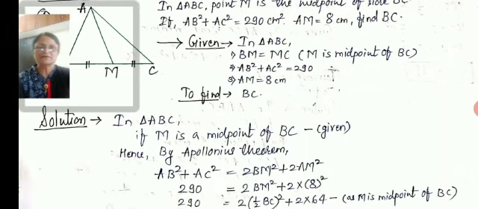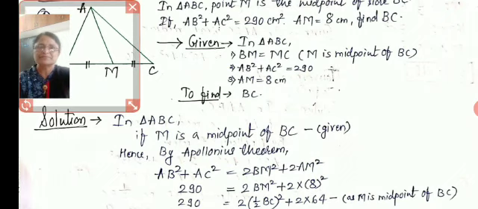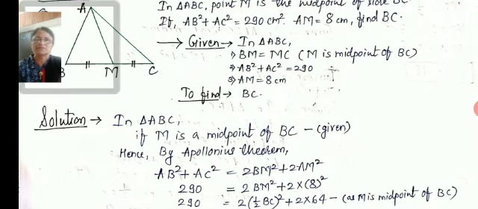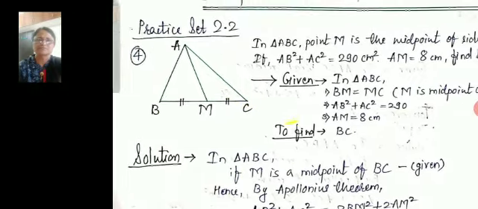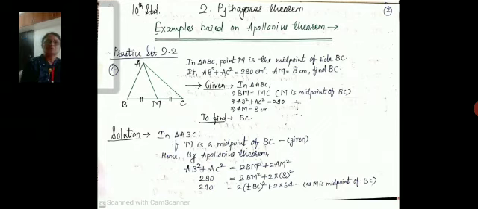The solution is given here. In triangle ABC, if M is the midpoint of BC, by Apollonius theorem you can write AB square plus AC square equal to twice of BM square plus twice of AM square. You can see here the figure. 290 is the value given. So we can put 290 equal to 2 BM square plus 2 into 8 square, that is 64.